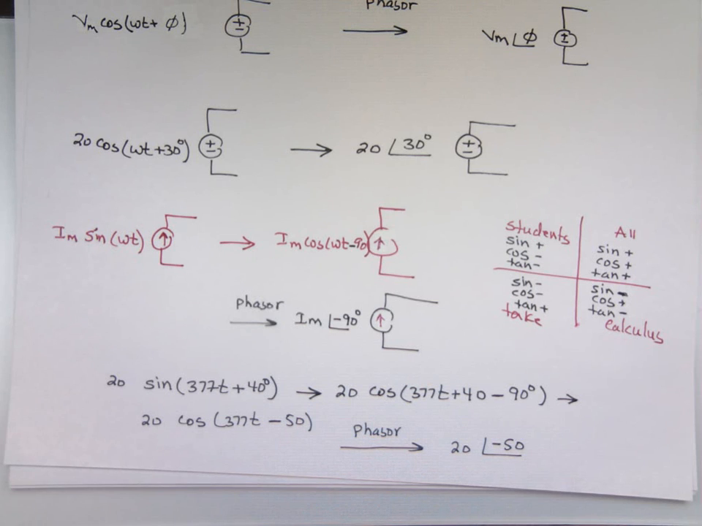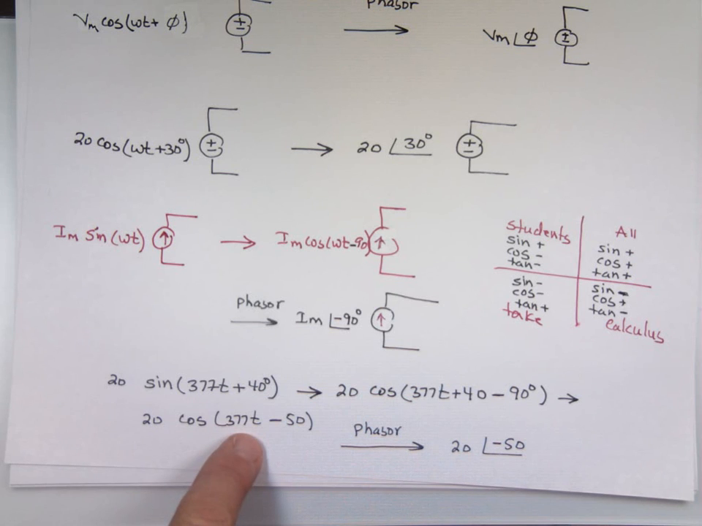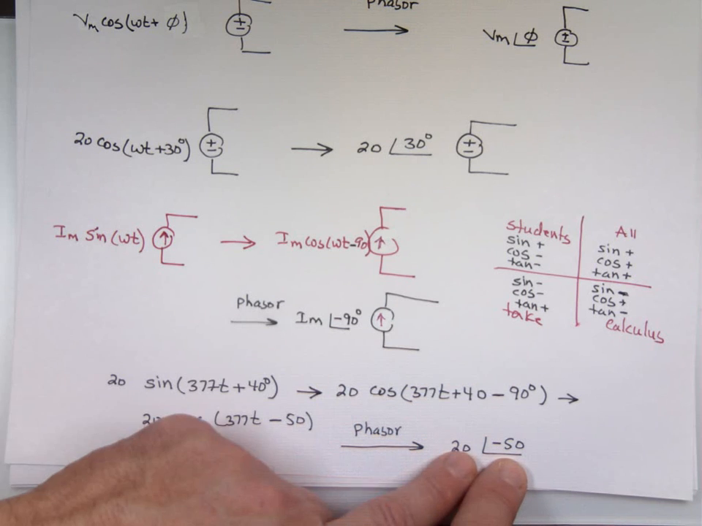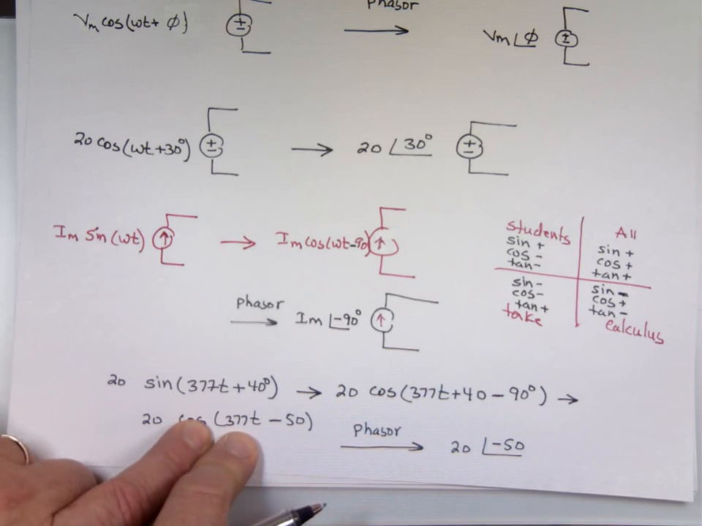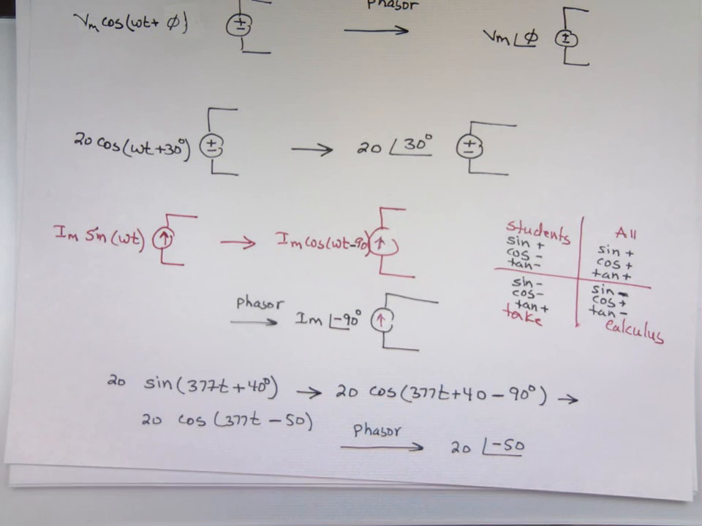You see what happened to the 377? If your source is cosine 377t, if you calculate the current going through every branch in that circuit, or the voltage, they're all going to have cosine 377. What we're trying to find out is the difference, that value there. So at the end, my answer is going to be, I'm going to bring that 377 back in, but it's going to be shifted by negative 50 degrees.